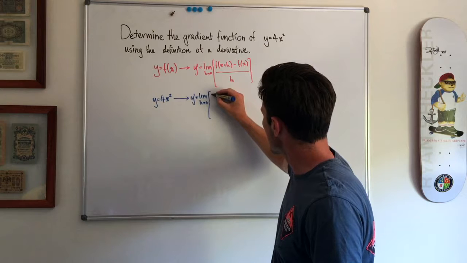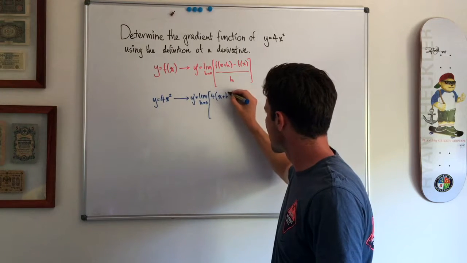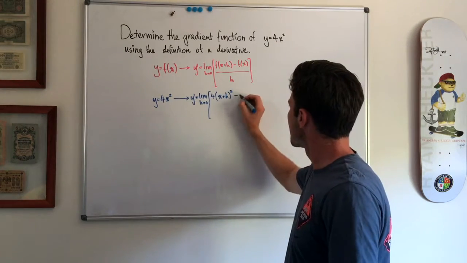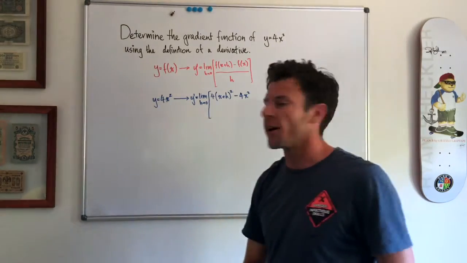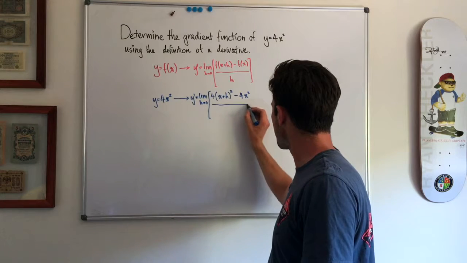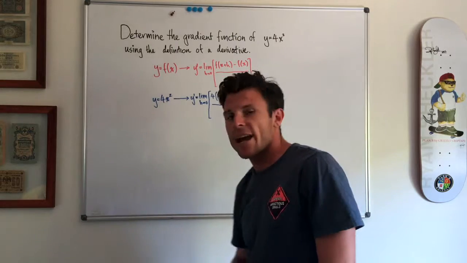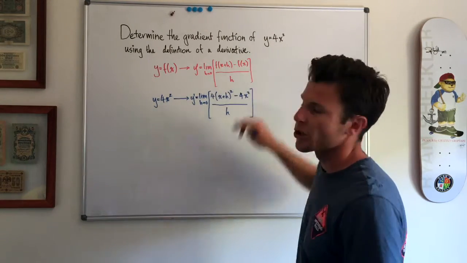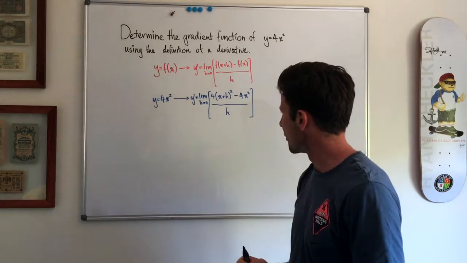So let's do that. We have 4, and rather than x, we're going to have x plus h. We're going to square it. Then I'm going to minus just the regular plain vanilla function, 4x squared. I'm then going to divide it all by h. And now I have my function substituted into the general definition of a derivative. Alright, so far so good.